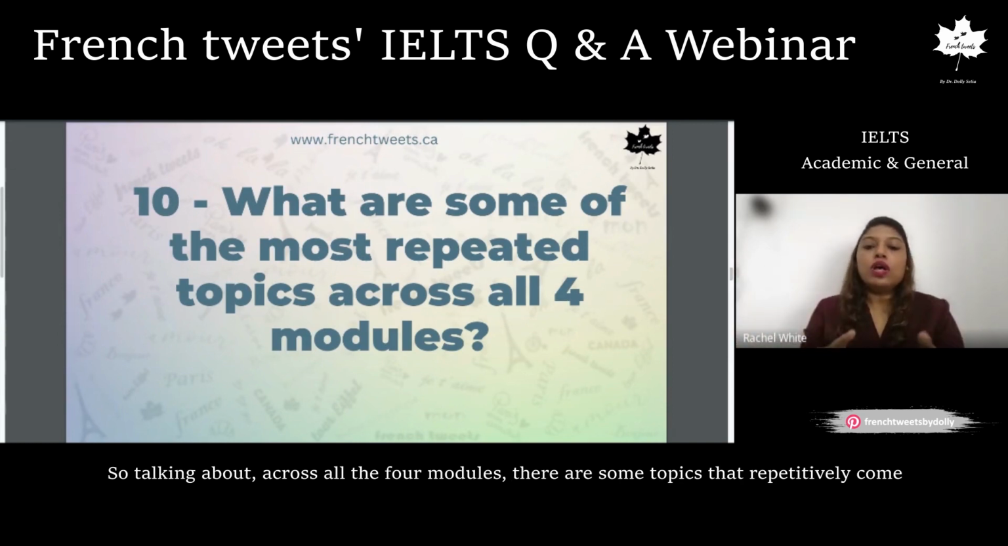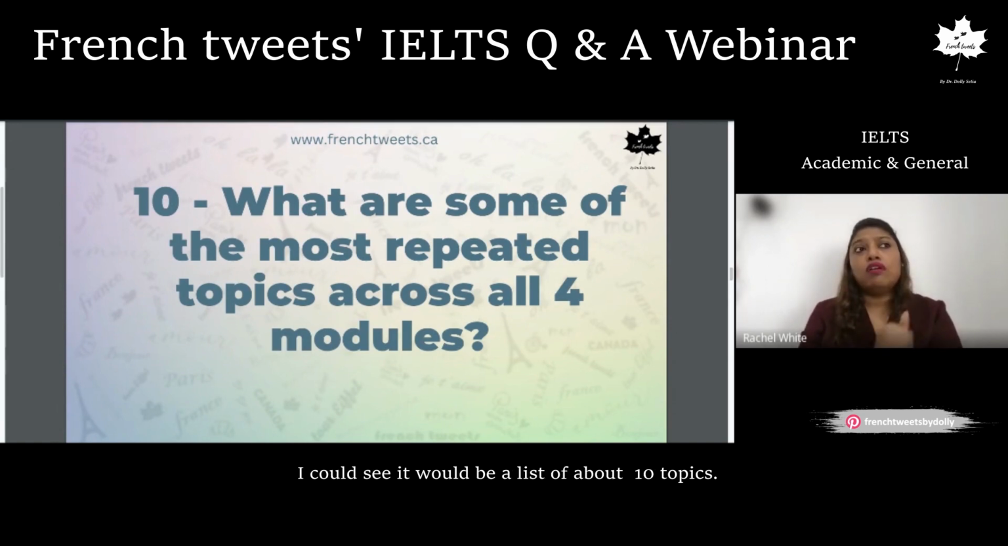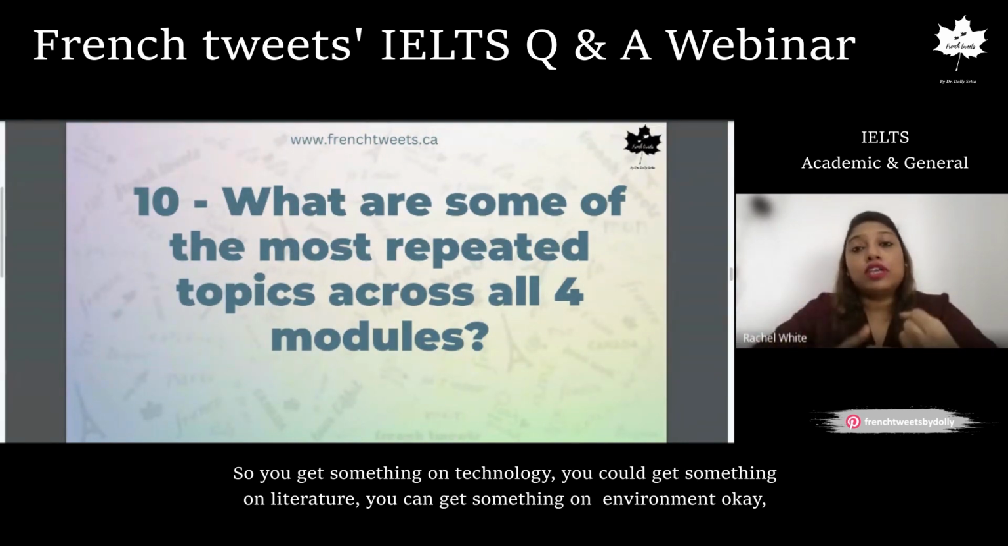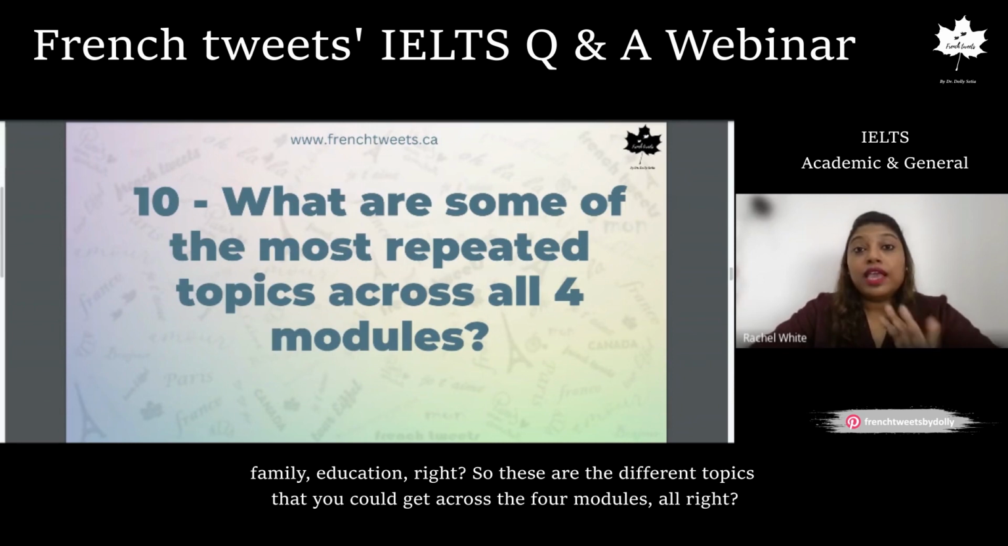So talking about all the 4 modules, there are some topics that repetitively come. It would be a list of around 10 topics. So you could get something on technology, literature, education, the environment, family, education. These are the common topics that you could get across the 4 modules.